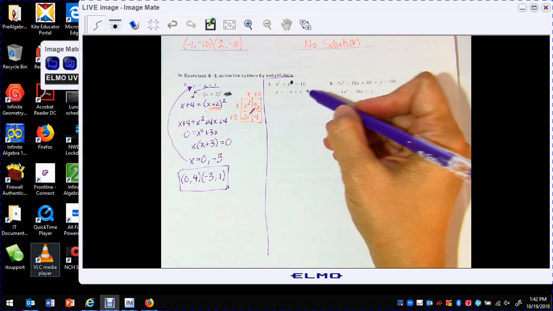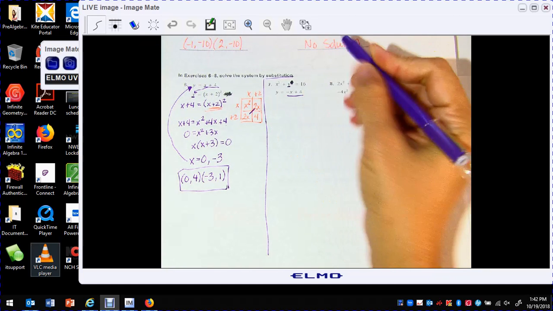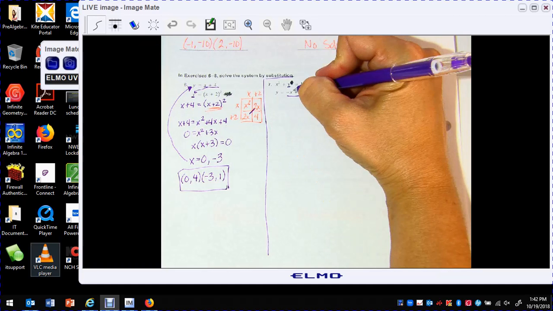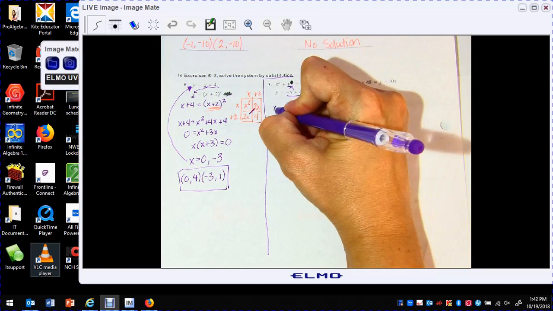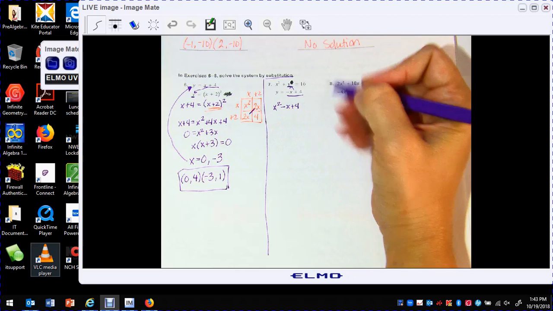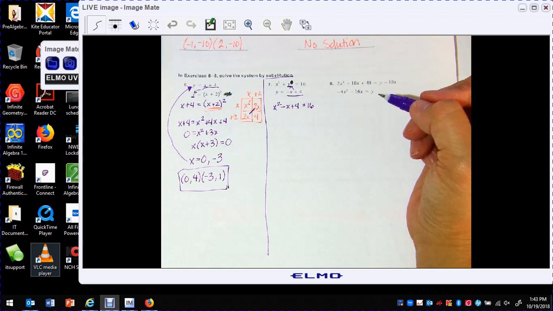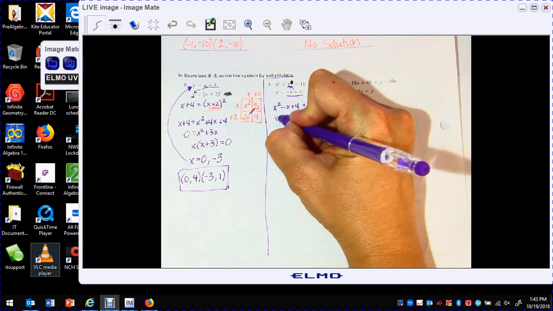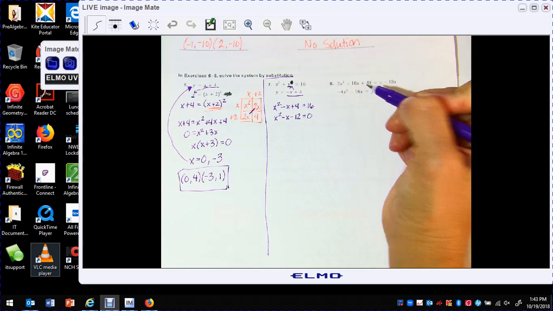Now, this equation tells me y equals all of this. So where I have y in this equation, I'm going to put this into there, and the rest of that equation stays the same. So I'm going to have an x squared minus x plus 4, because I substituted that into the y, equals 16. Okay, now I'm just going to get this equal to 0, so I have an x squared minus x, minus 12 equals 0.